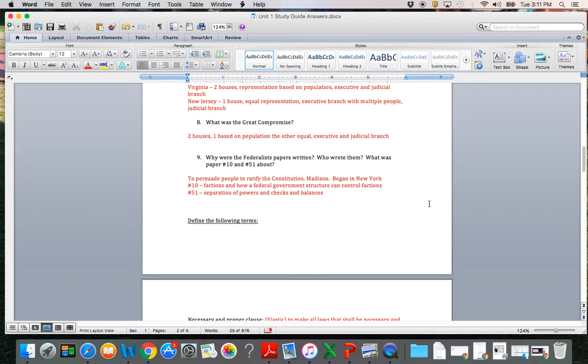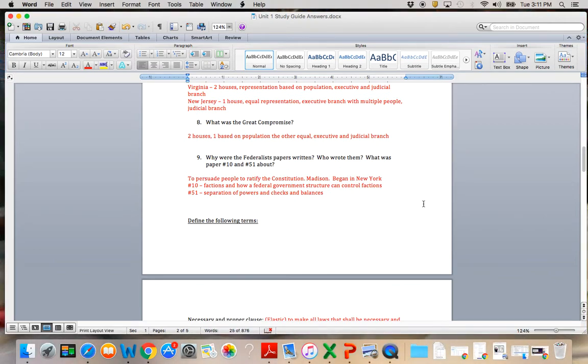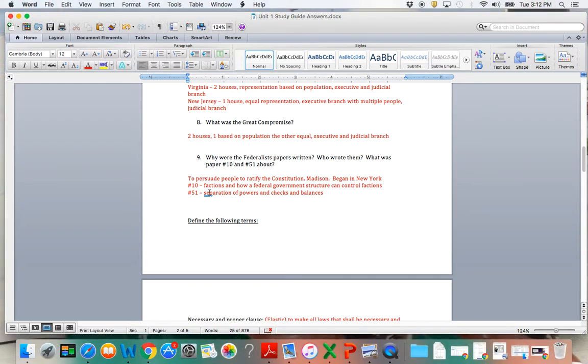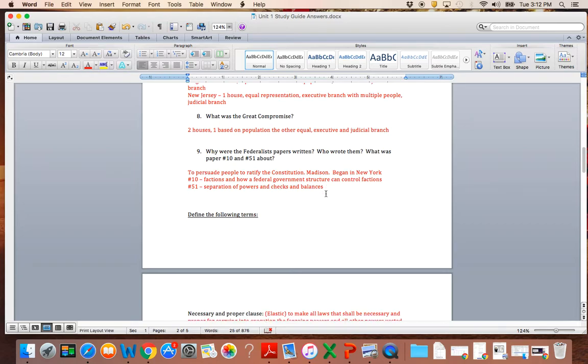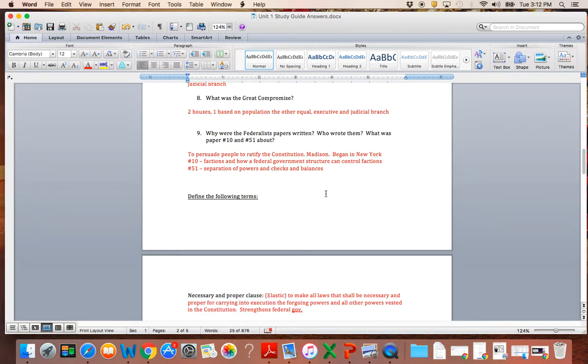The Federalist Papers were written to persuade those, especially in New York, that's where it began, to adopt the Constitution so everyone could read and understand them. The big 2 that we read, number 10 was based on factions, and that the federal government structure was set up in order to control those factions, and no one faction would become too powerful. And 51 talks about the idea of separation of powers, checks and balances. They laid this out so that people would become comfortable with the government not becoming too strong.